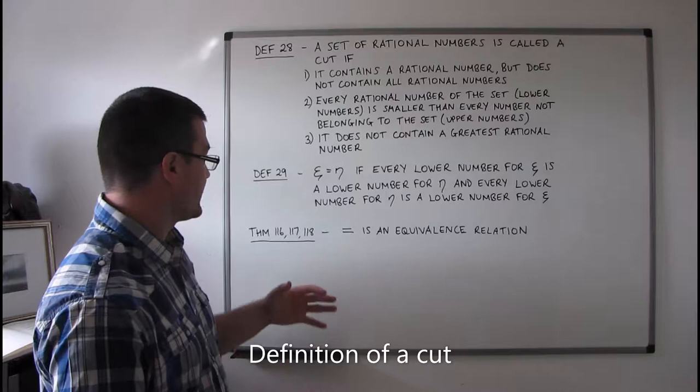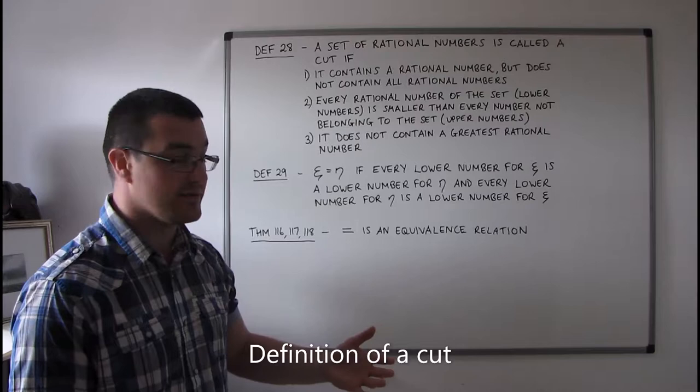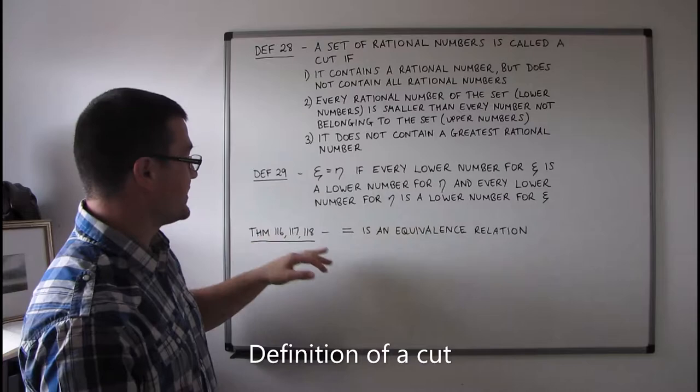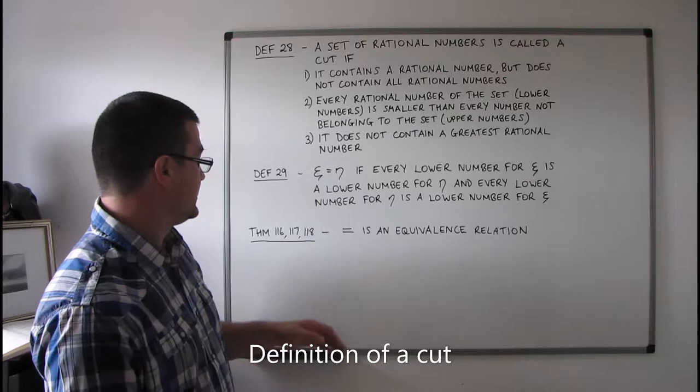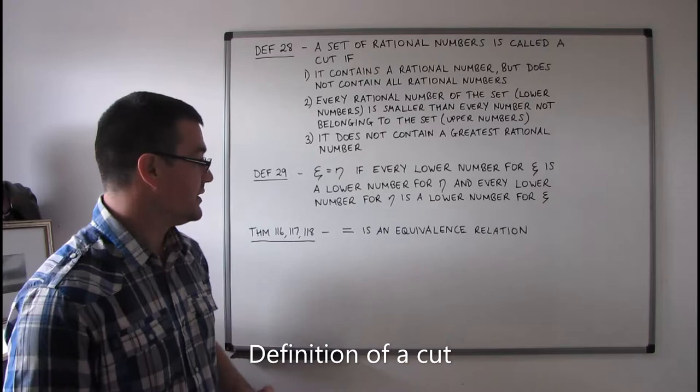And theorems 116, 117, and 118, it's the usual thing, really, that we've seen with fractions and we've seen with rational numbers. We need to show that this definition of equality leads to something that is actually an equivalence relation. Just as with rational numbers and fractions, the proofs of these are trivial, so much so that Landau doesn't even bother to give any explicit proofs in the book.